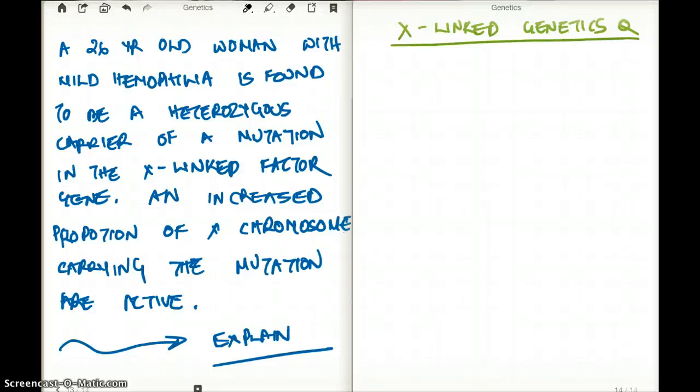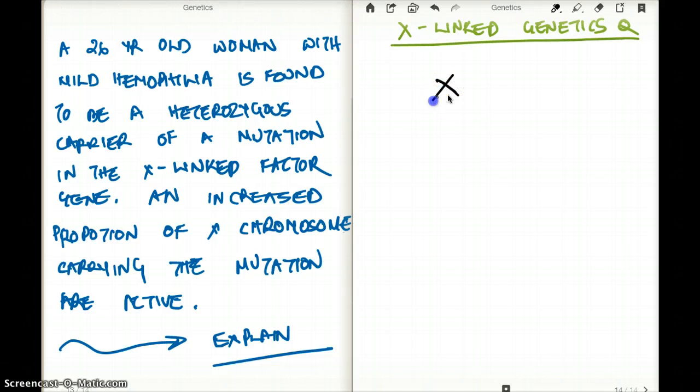This video talks about an X-linked genetics question. The question says that a 26-year-old woman with mild hemophilia, okay, she's hemophilic, that means she's suffering from an X-linked disease maybe, right? Because hemophilia 8 and 9 are both X-linked, is found to have a heterozygous carrier of a mutation in the X-linked factor gene. So one of the X's is going to be diseased.